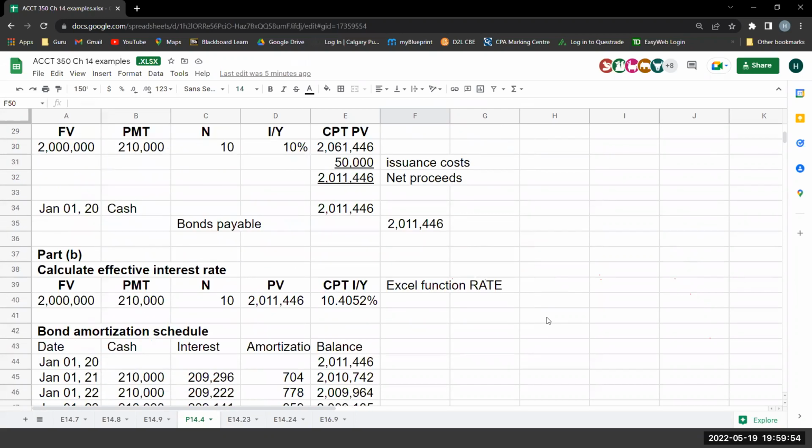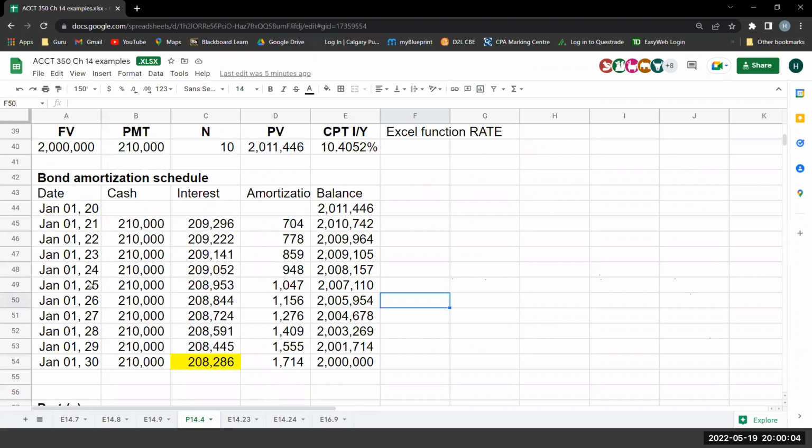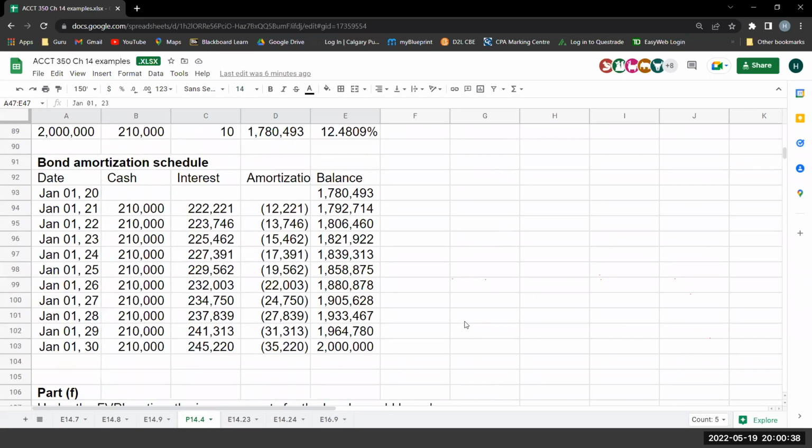Now, this is happening on July 1st, 2023. The interest dates are January 1st. So July 1st will be after January 1st, 2023 and before January 1st, 2024, somewhere between these two dates, exactly half midway between January 1st, 2023 and January 1st, 2024. Here's a way of making sense. We are retiring the bonds. I've got everything laid out here. That should help you make sense of what I'm doing.